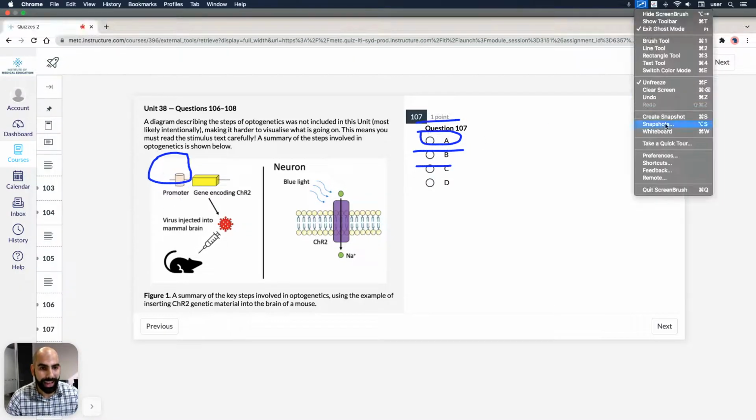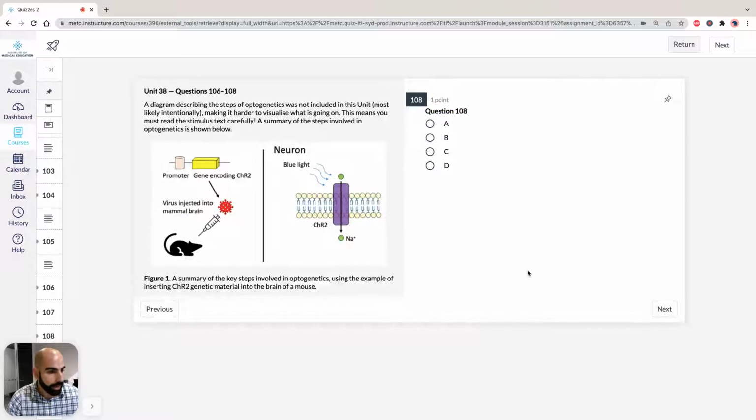So now if we go on to the last question, it asks, how does gene insertion lead to cell activity related to light? Now, we just got to understand what is happening here. What we're doing is we're injecting the genetic sequence with a promoter, in a virus, into the mammal, and then that gets transcribed, and then that gets translated into the protein, which inserts into the membrane. So that's why the answer for 108 has to be, the cell produces and incorporates the channel proteins, D.